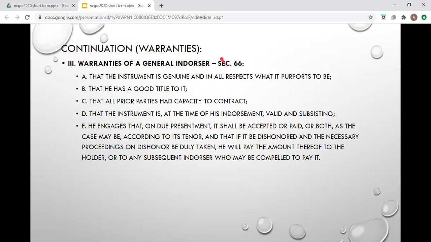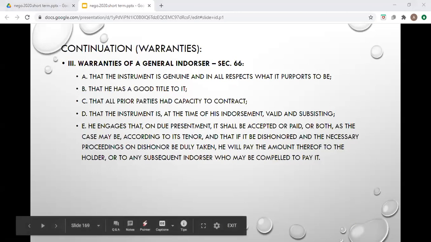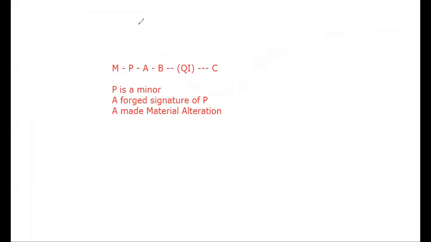So, going back to our illustration a while ago, kagaya dito. So, M made a promissory note. And then, he issued that to P, P to A to B. And then, instead ngayon na qualified endorsement, sabihin natin, blank endorsement. Okay, special endorsement. So, B made a special endorsement. Considering that the endorsement is special, then endorser B is just a general endorser. Unknown to B, P is a minor. Unknown to B, A forged the signature of B. Unknown to B, A made material alteration.